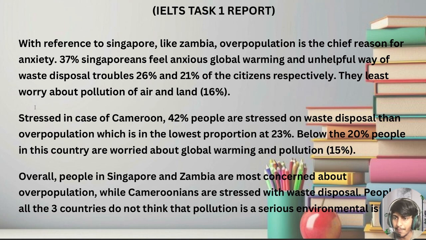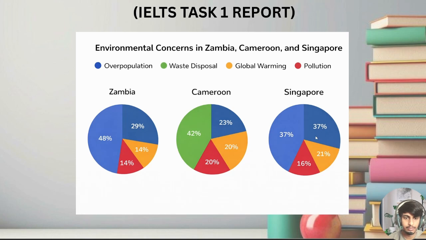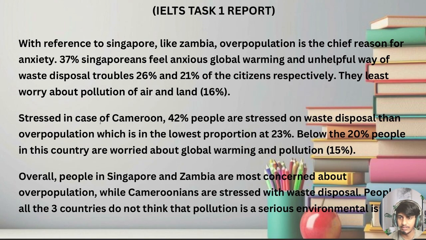This sentence shows that Cameroon is different from Zambia and Singapore. Waste disposal is the highest. Overall population is lowest. So below 20% of people in this country are worried about global warming and pollution. Instead of repeating numbers, the writer used below 20%. This shows variant expression. So we check 20%, 23% and 16%. Now we move to the last one, the overall.